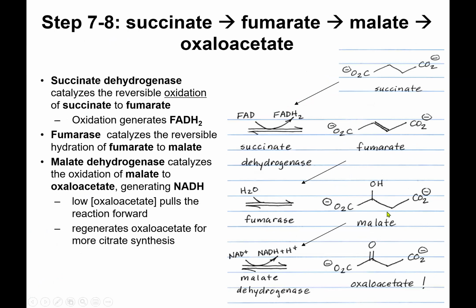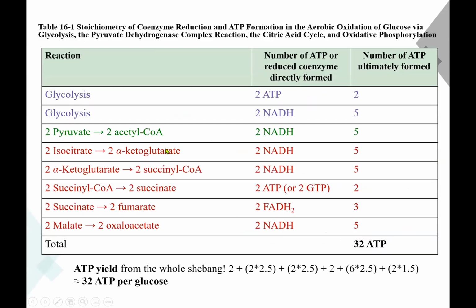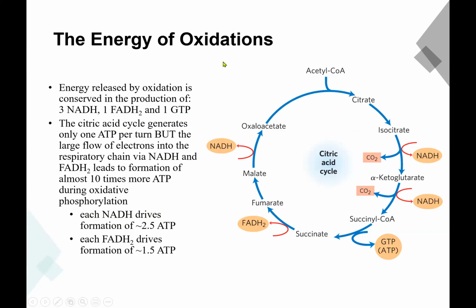Okay, so this wraps things up for the steps of the citric acid cycle. Now let's give some thought to the energy that is derived from all this. So we know that in the course of the citric acid cycle, we make 3 NADH, 1 FADH2, and 1 GTP.